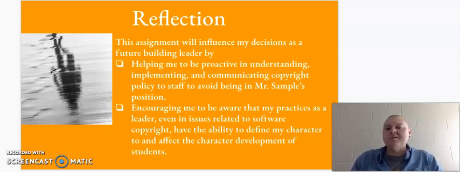And then it also encourages me to be aware that my practices as a leader, even in issues that others may view as smaller, like something like software copyright, they have the ability to define my character to my staff and to my students, and also to affect the character development of my students and of staff.